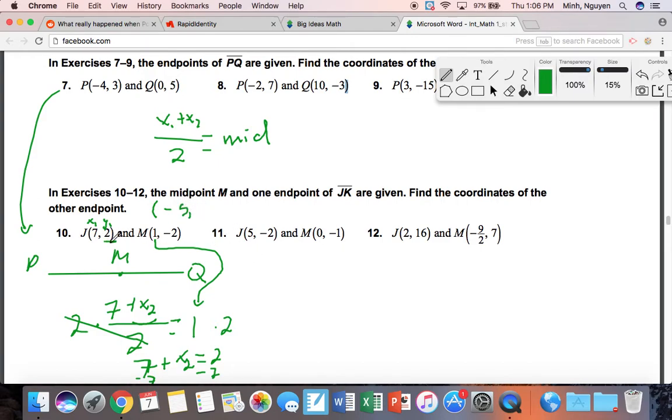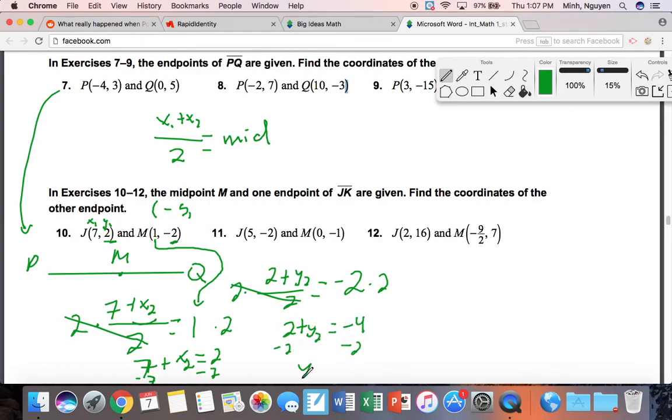And then this is your y1. So y1 plus y2 divided by 2 is equal to the midpoint y. And we do the same thing. We multiply by 2. Sorry, that looks like y squared. y2 equals negative 4. Subtract by 2, subtract by 2. y2 equals negative 6.